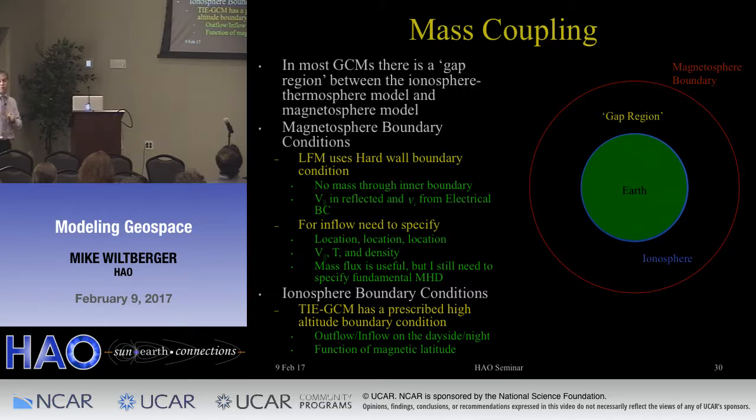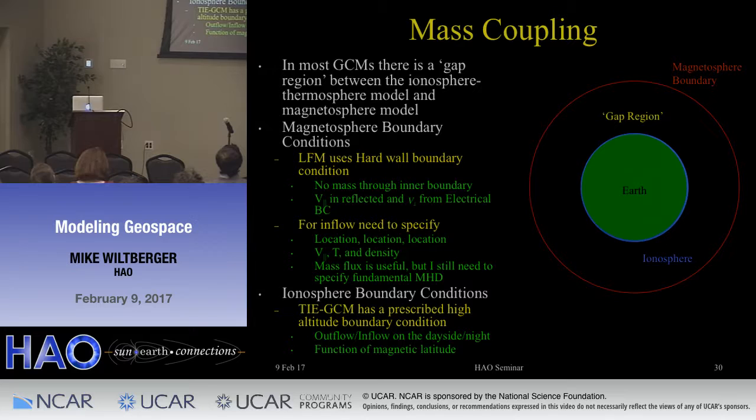And then there's the ionospheric solution that's happening down here close to the Earth in a few hundred, maybe 500 or 600 kilometers in altitude. And there's a region between the top of the ionosphere and the bottom of the magnetosphere that wasn't really being simulated, the so-called gap region in the simulation domain.